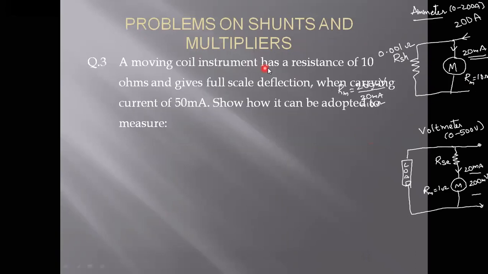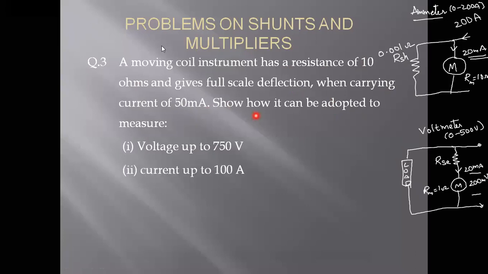Let us see another problem. Here the problem states that there is a moving coil instrument of resistance 10 ohms. This is also an MC instrument. It gives full scale deflection when it is carrying 50 milliamperes, and show how it can be adapted to measure voltage up to 750 volts, current up to 100 amperes.